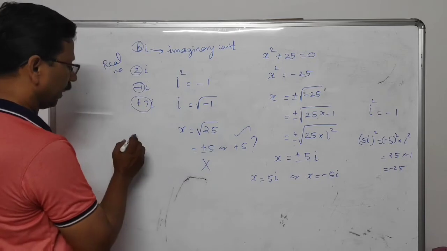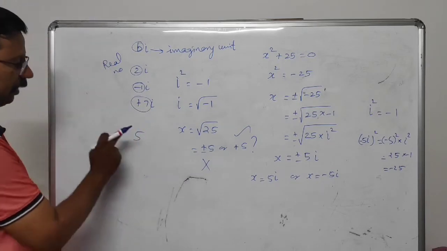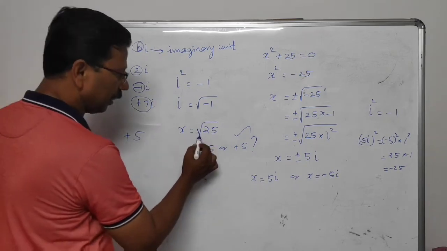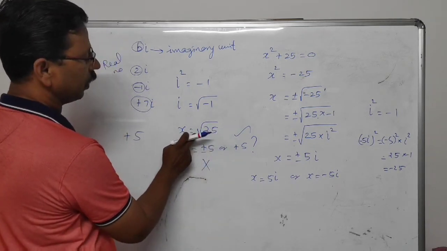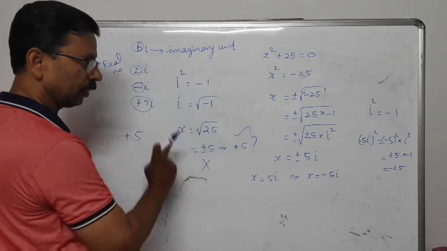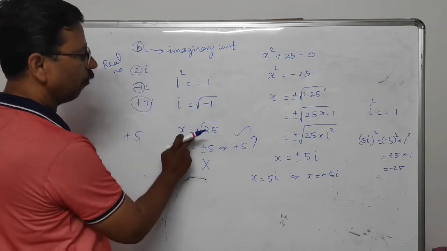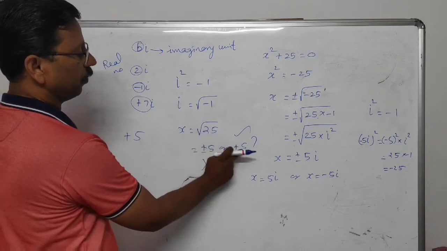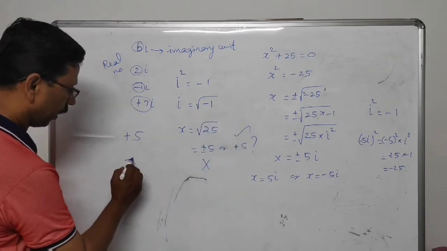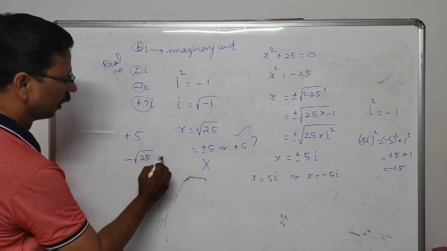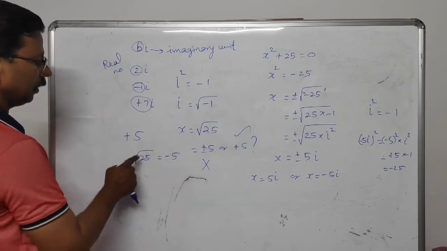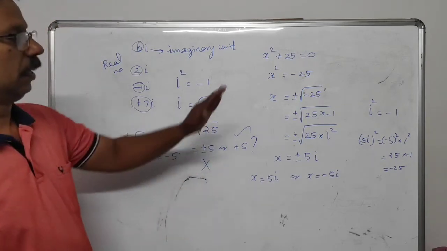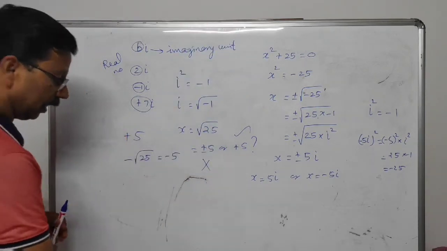Suppose I am writing 5, this is plus 5; you do not mention the plus before it, not necessary. Likewise, if you are writing square root of 25, before that you don't have any symbol, either positive or negative, it means always only the positive square root. Therefore the positive square root of 25 will be 5. Suppose you have minus square root of 25, we can write minus 5 because this is the negative square root. This you must keep in mind. This is the difference between a positive square root and a negative square root.